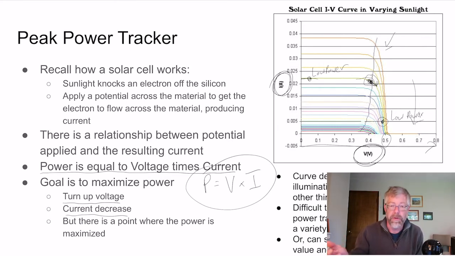Let's say a cloud goes over the solar panel. Then you jump down to, say, this curve, and the whole cycle starts again. It increases until it finds the current starting to decrease, and then it cycles back and forth until it finds the peak power. So your peak power tracker keeps track of the proper voltage to run the system at to get the right amount of current to maximize the power coming into the system. And that's what happens.